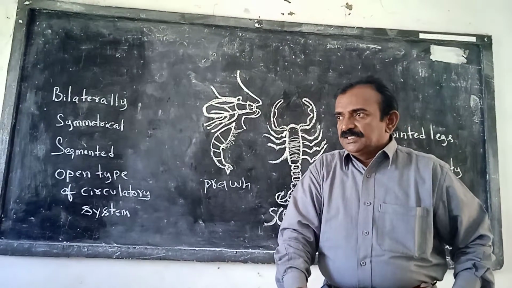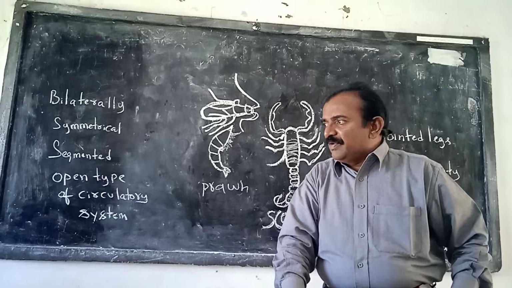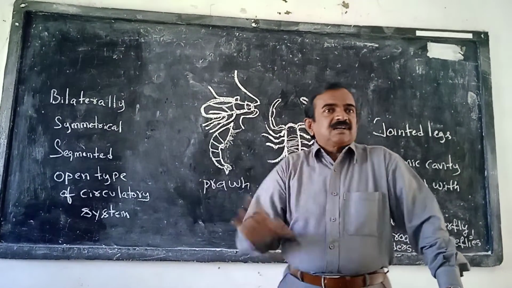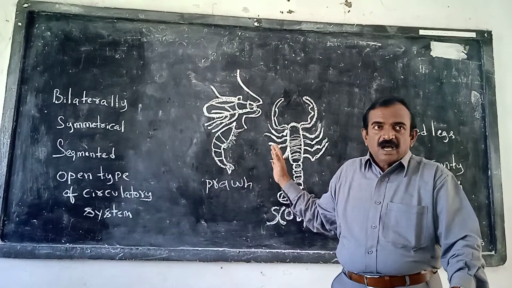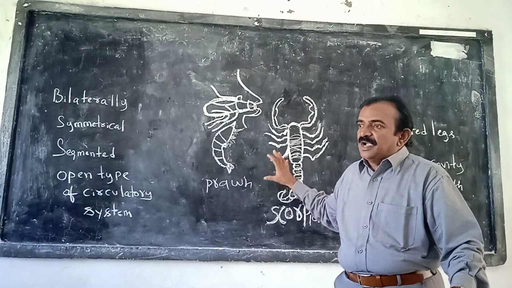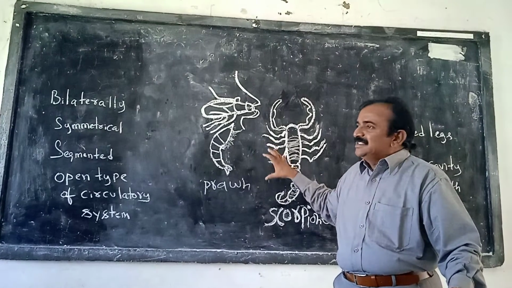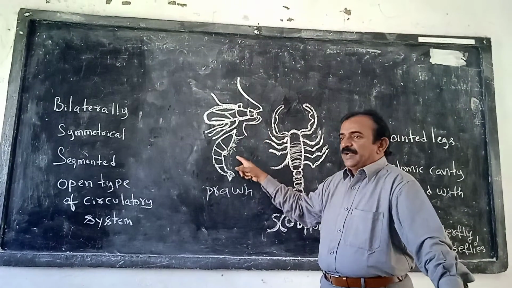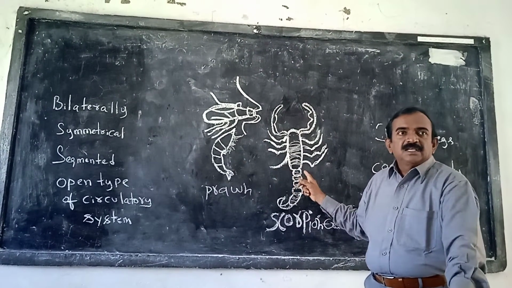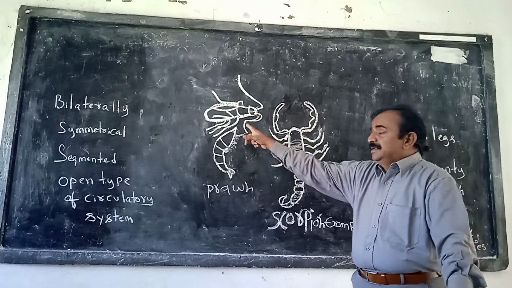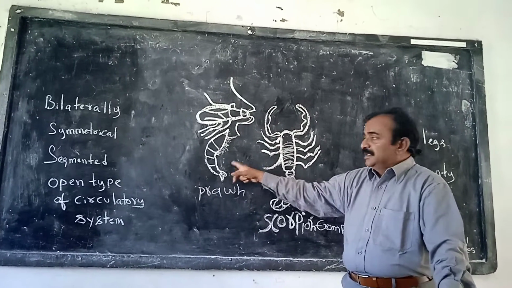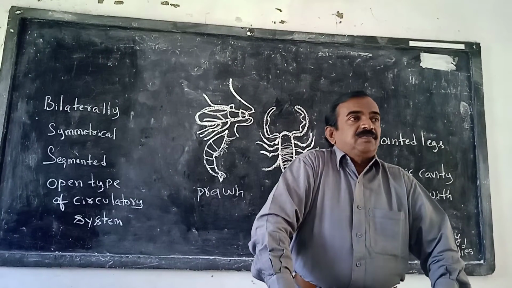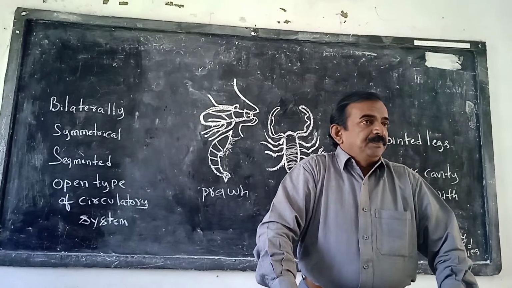All insects, grasshopper, also have jointed legs. So the animals which have jointed legs are called arthropods. We are seeing three diagrams. What are they? First one, say: cockroach. This one? Prawn. This one? Scorpion. Now I am telling the characteristic features of these Arthropoda.